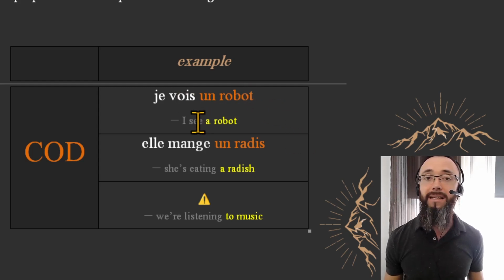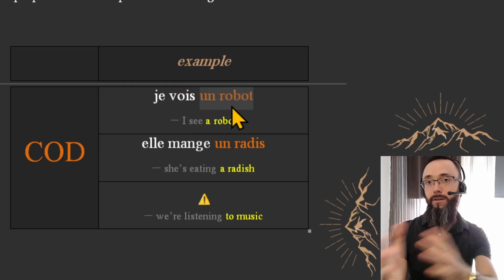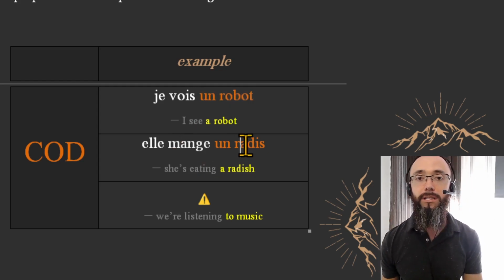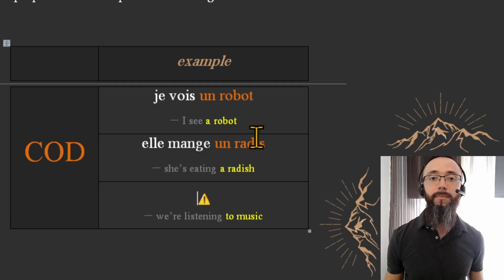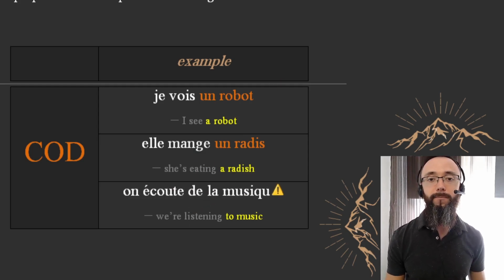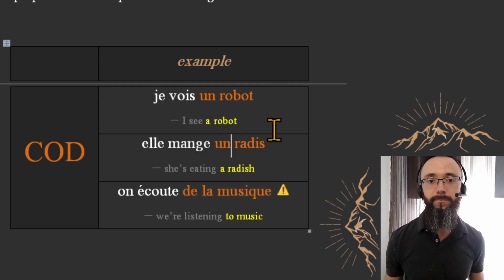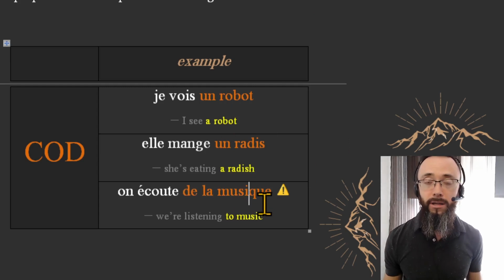Je vois un robot, I see a robot. Here you have a COD. Un robot is a COD. Elle mange un radis, she's eating a radish. Un radis, it's a COD. On écoute de la musique. De la musique is a COD. All these things, COD. How do I know it's a COD?